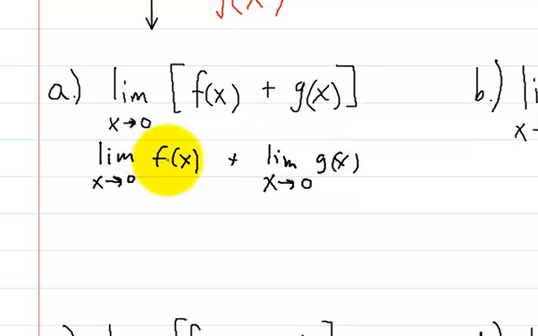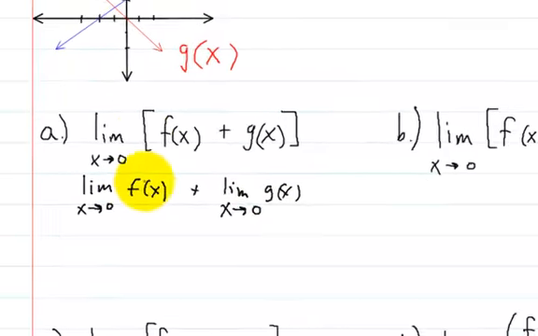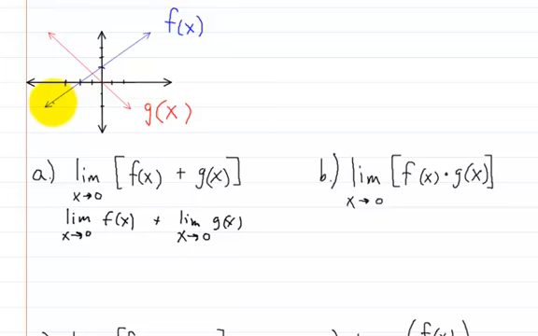Now since we split this up, I can take the limit of this by itself. Here's f of x, and as x approaches 0 from both sides, it gets a value of 1. So this is 1. Now the limit of g of x as x approaches 0. Here's g of x. It's coming here from the left, and from the right it's coming to the same point, to 0. So that's 0. So this is plus 0. So the answer to this is equal to 1.